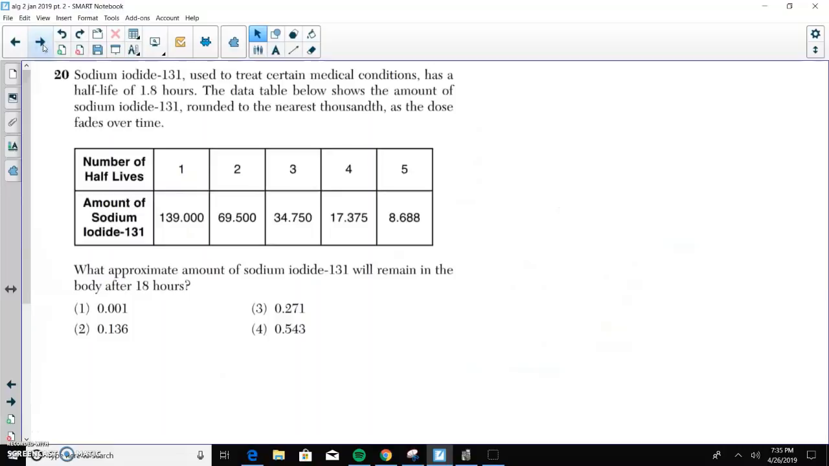Alright, number 20. Sodium iodide 131, used to treat certain medical conditions, has a half-life of 1.8 hours. The data below shows the amount of sodium iodide 131, rounded to the nearest thousandth, as the dose fades over time. What is the approximate amount of sodium iodide 131 that will remain in the body after 18 hours?